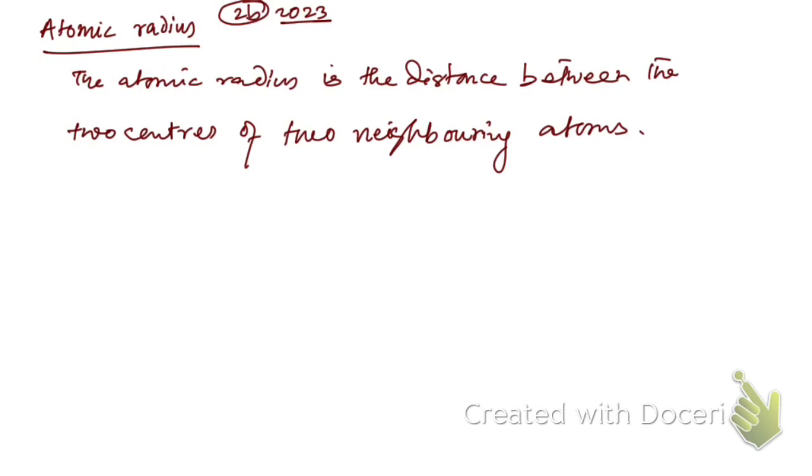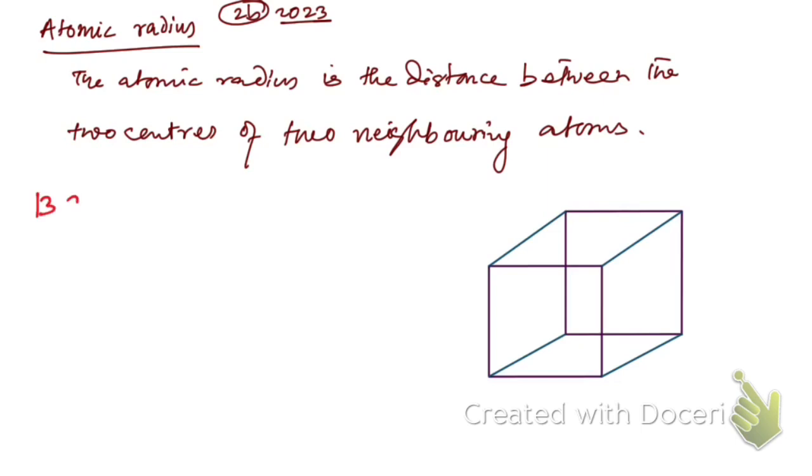How to calculate the atomic radius of a BCC lattice? BCC means body centered cubic lattice. Here we have, you know, one fourth of an atom. Here you see, sorry, not one fourth, 1 by 8 times of an atom, right? Now you see, suppose this is one, here you see one unit cell.